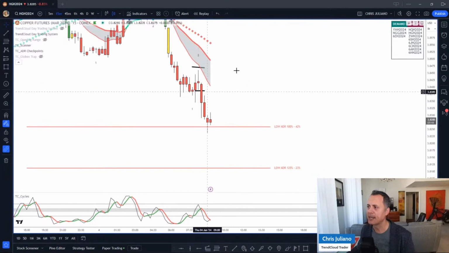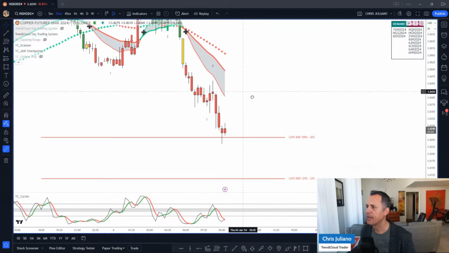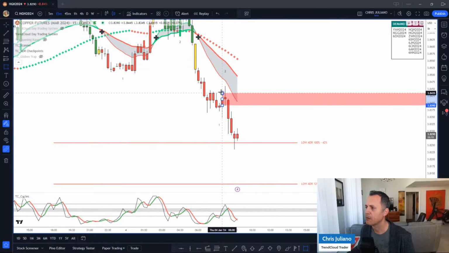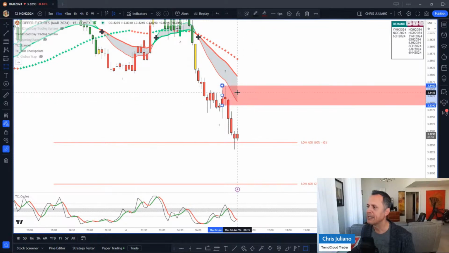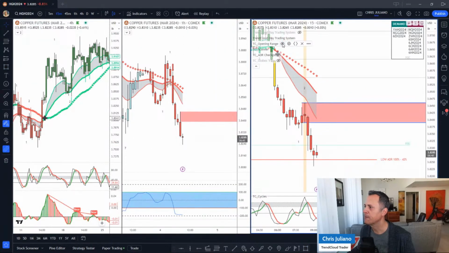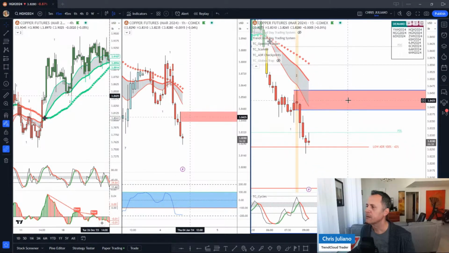We might be heading back to the area here. Let me get rid of that and let's box this out again. So it's bouncing off that first ADR checkpoint and heading back to this rally-based drop, which is right inside of that 15-minute trend cloud. Let's put the opening range back on there. And maybe we get another shot at this.